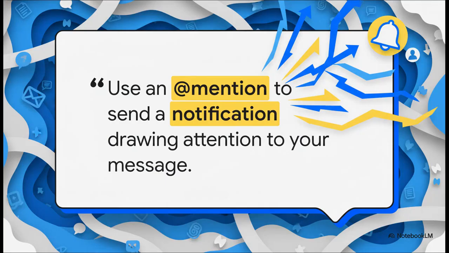So in a really busy channel, how do you make sure that one specific person actually sees your message? Easy. You use an @ mention. Just type the @ symbol and then start typing their name, no space in between. This sends them a direct notification, basically cutting through all the other noise and pointing them right to your post.